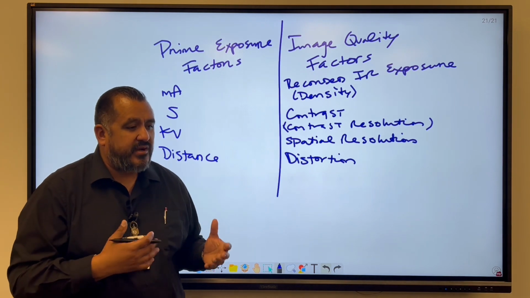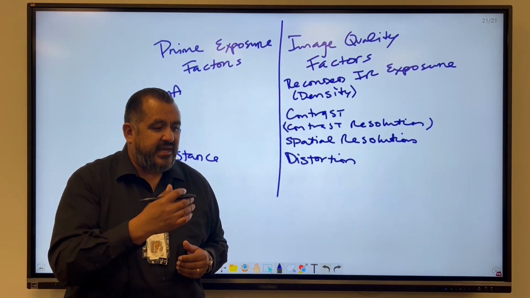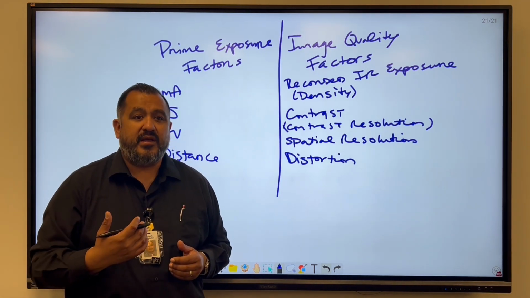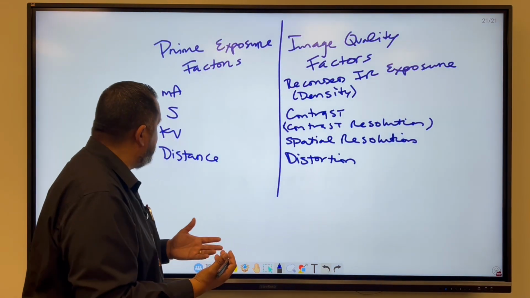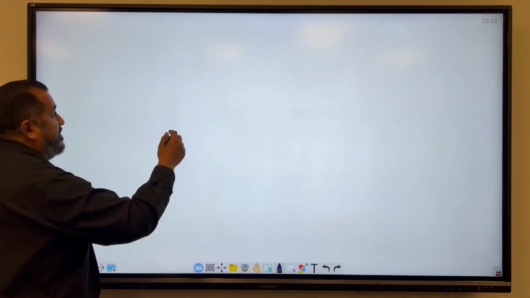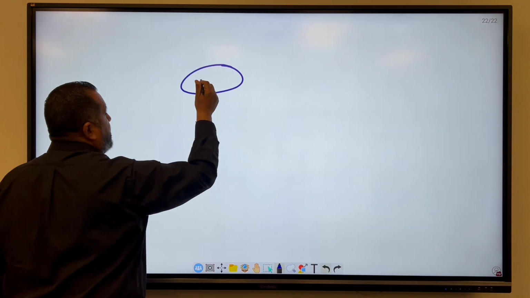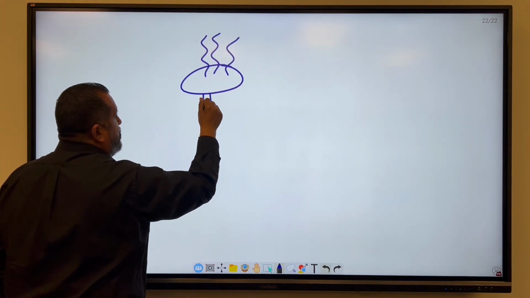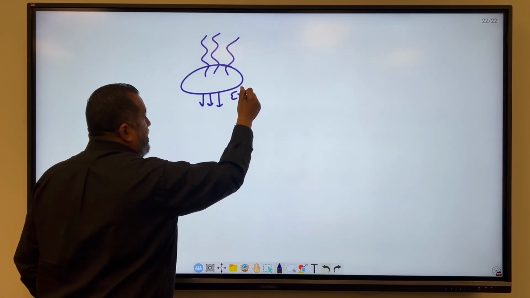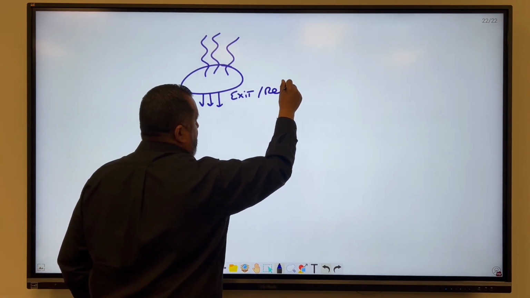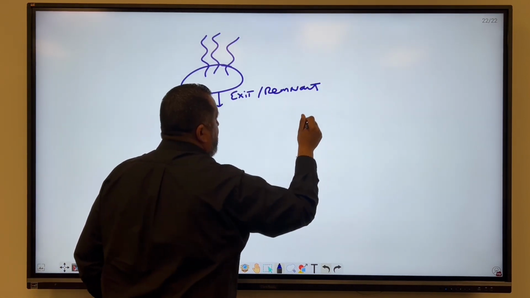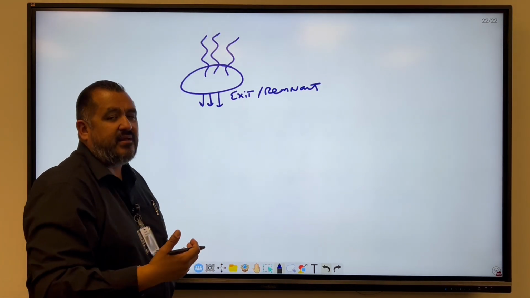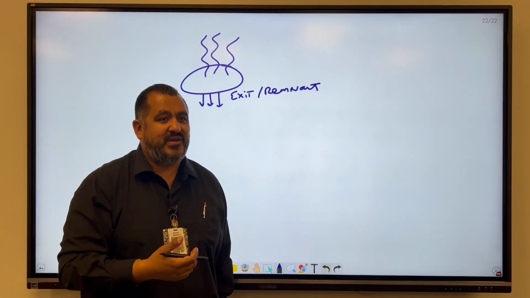So recorded exposure is the X-ray signal that goes through the part and hits the detector, correct? So let's go ahead and do that again. You have the object, you have X-rays coming down. Whatever goes through, that's exit radiation or remnant radiation.